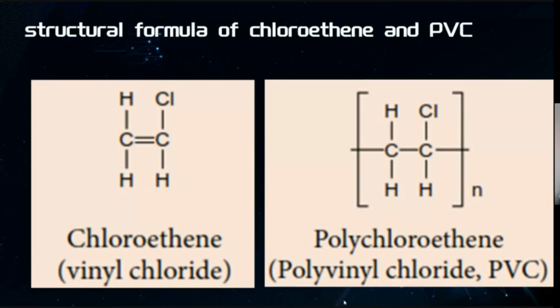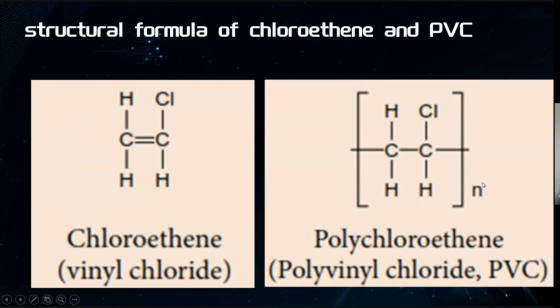Okay, we continue. Let's say this one, if you see this, C double bond C, then H except one Cl. This one, remember, is the chloroethene or vinyl chloride. It is the monomer for the PVC, PVC pipe. So this is the monomer, this is the polymer. In the polymer, there is no double bond anymore.